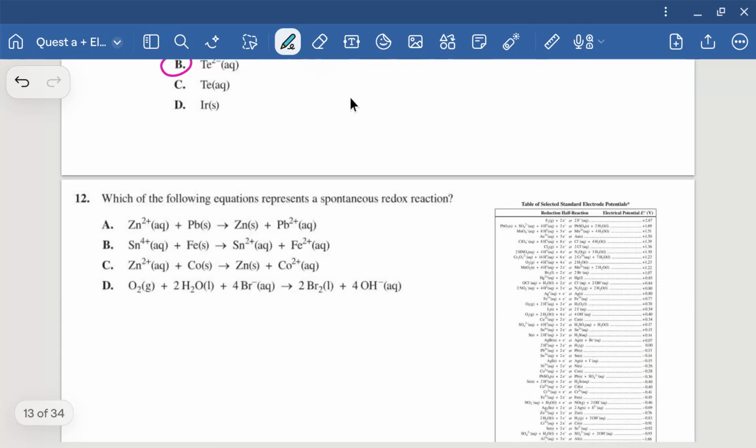Okay, so this one is asking what would give you a spontaneous redox reaction. If it's spontaneous, your OA is higher on the table than your RA.